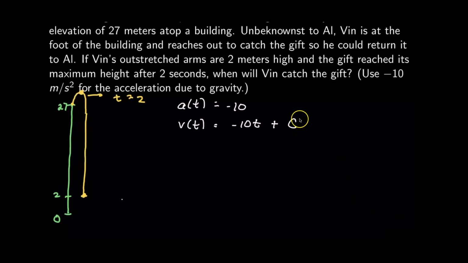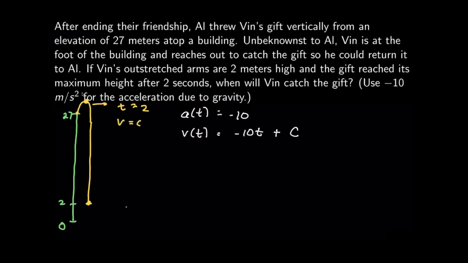What do we want to do? We want to solve for this c over here. Now, how do we find our c here? It says here that the gift reached its maximum height after 2 seconds. When you reach your maximum height, it means that the velocity there is equal to 0. When t equals 2, this means that your v there is equal to 0. So let me just write that. V of 2 will be equal to 0. But our v of 2 will now be negative 20 plus c, which means that our c is equal to 20.